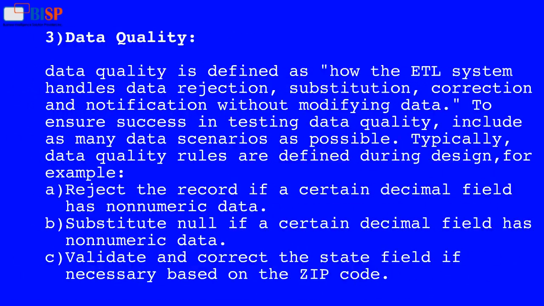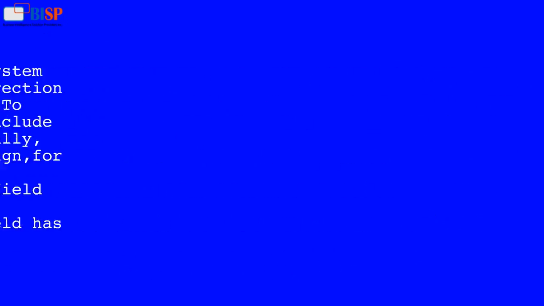3. Data quality. Data quality is defined as how the ETL system handles data rejection, substitution, correction and notification without modifying data. To ensure success in testing data quality, include as many data scenarios as possible. Typically, data quality rules are defined during design, for example: A. Reject the record if a certain decimal field has nonnumeric data. B. Substitute null if a certain decimal field has nonnumeric data. C. Validate and correct the state field if necessary based on the zip code.